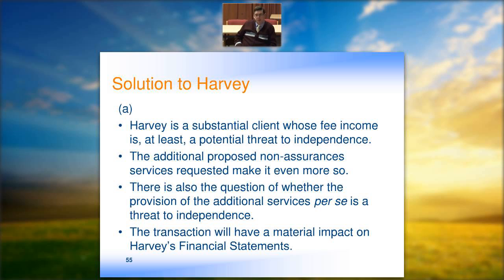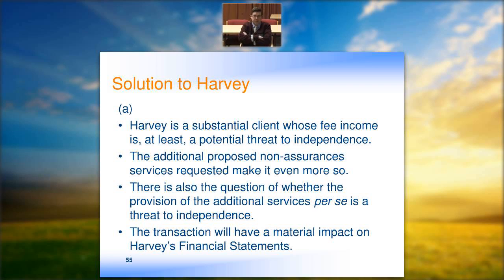Then there's also the question of whether the provision of the additional services per se, whether actually providing the additional services, is itself a threat to independence, because it is something that is very closely related to the preparation of the financial statements. It's very close to, arguably it almost is a preparation of the financial statements. And also, there can be very little doubt that the transaction will have a material impact on Harvey's financial statements, because you're told that Lucky.com will get 15% of Harvey's shares. So there's very little doubt that it is a material transaction.